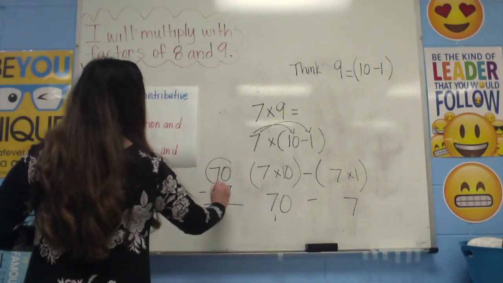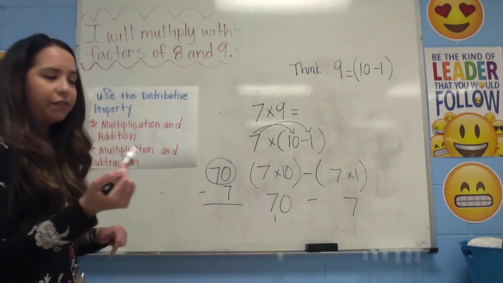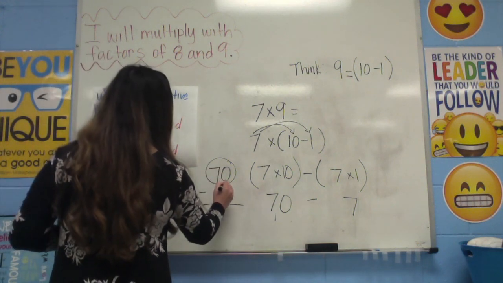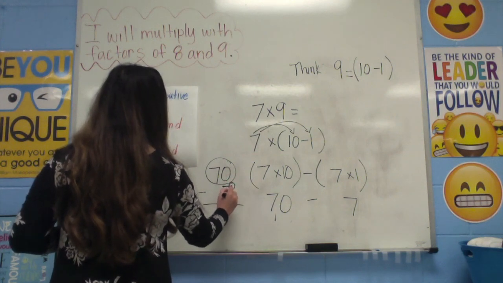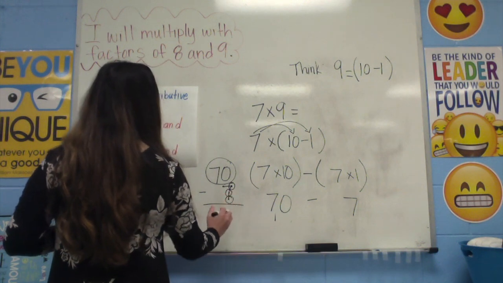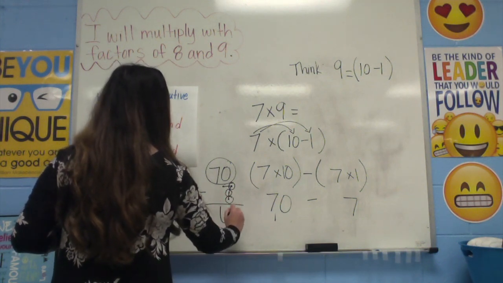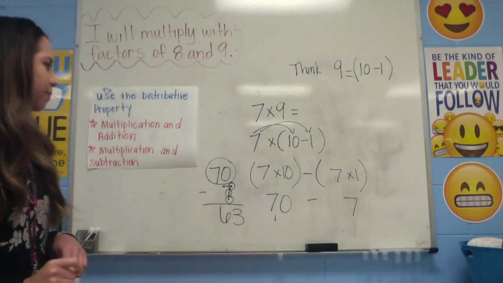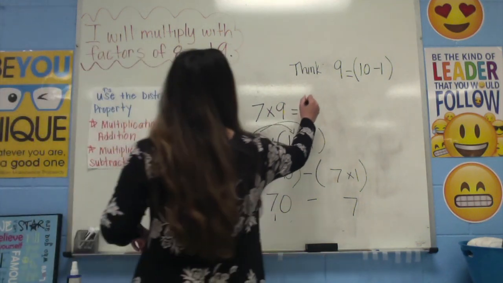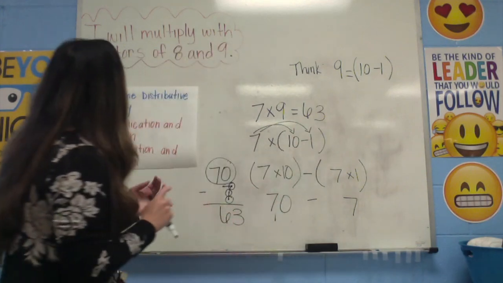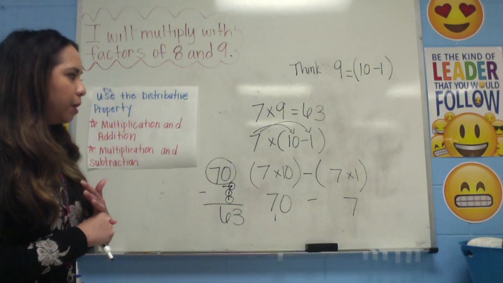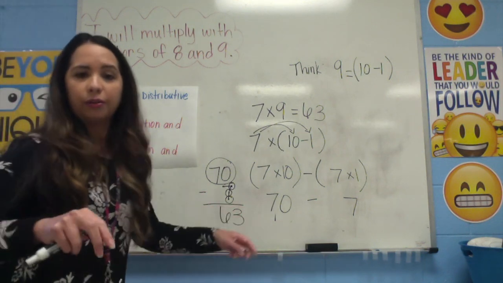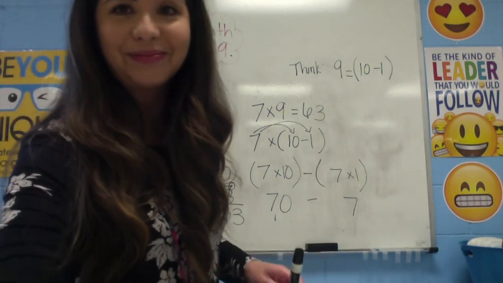I'm just going to circle 70 and count back 7. 70, 69, 68, 67, 66, 65, 64, 63. 63, excuse me. Okay, so 70 minus 7 is 63. All right, and that's how you can multiply factors of 9 using the distributive property of addition or subtraction.